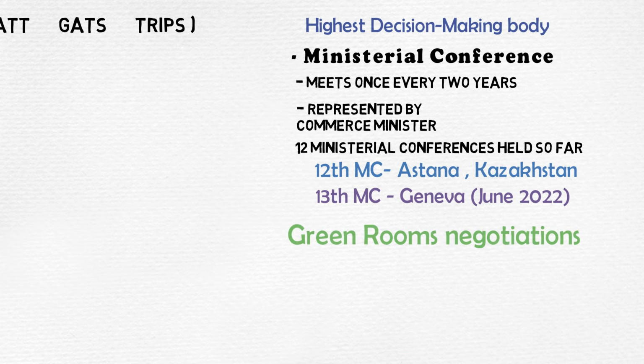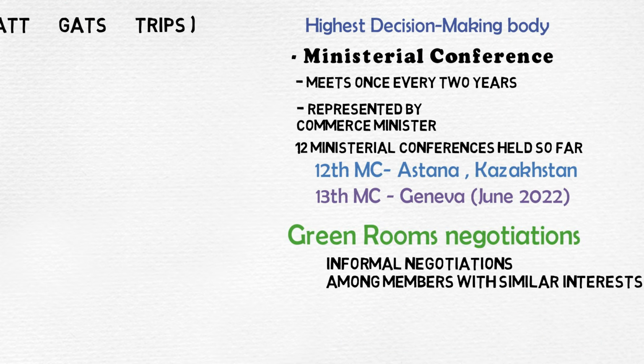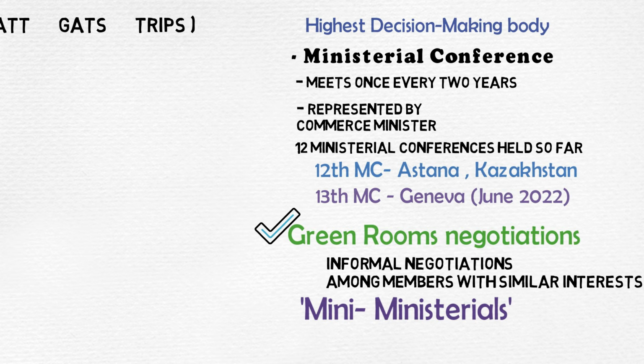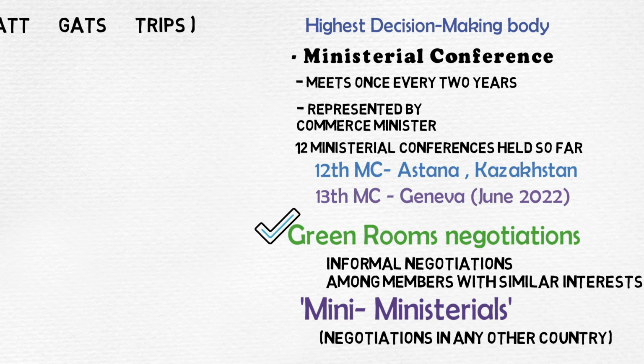Now to get decisions in their favor, countries lobby with other members with similar interests. Such informal negotiations are known as green room negotiations. And if these negotiations happen in any other country, then these are called as mini-ministerials. So in the prelims, if you see these words, green room negotiations or mini-ministerials, then please remember that these are related to World Trade Organization.